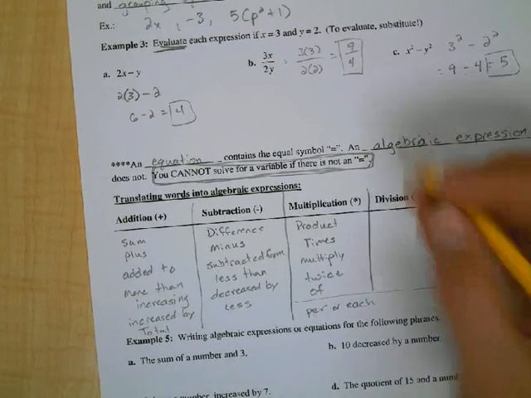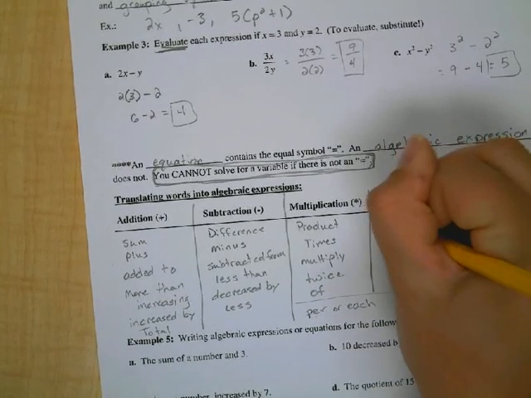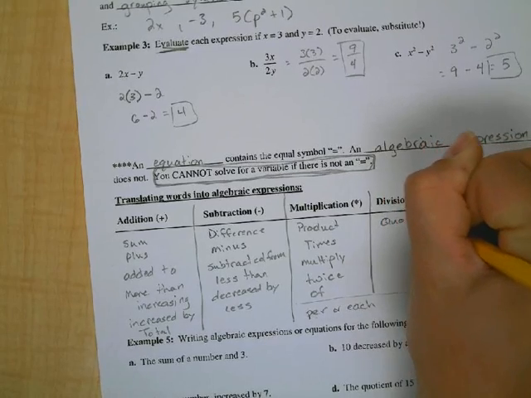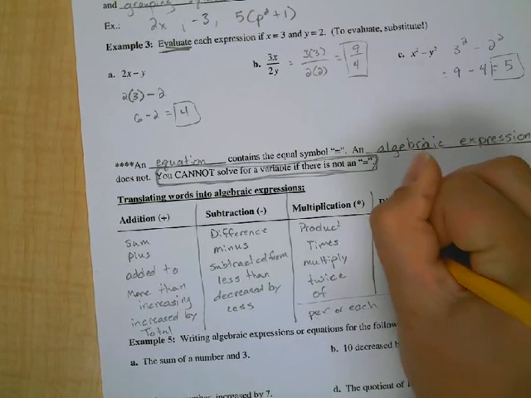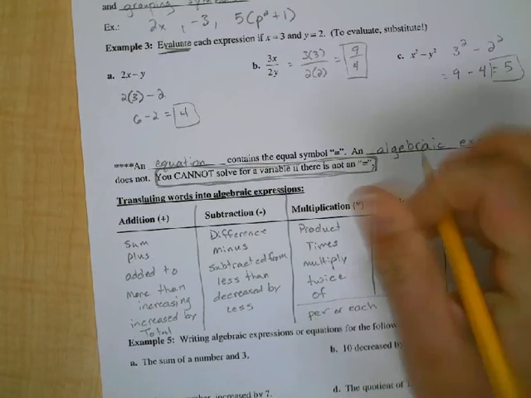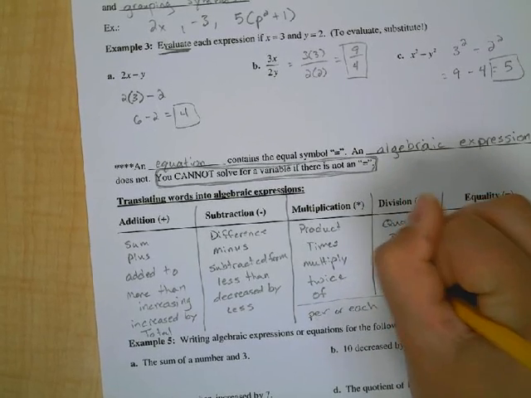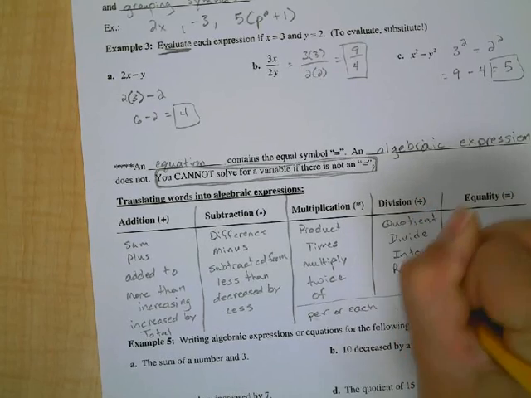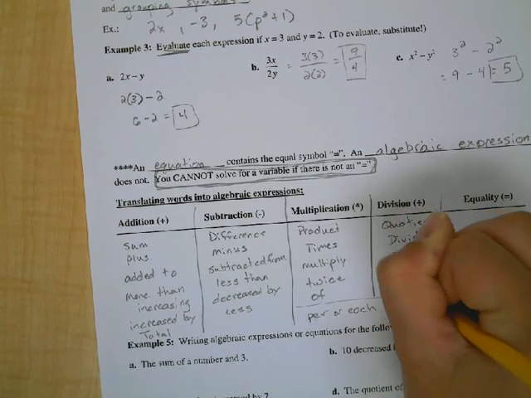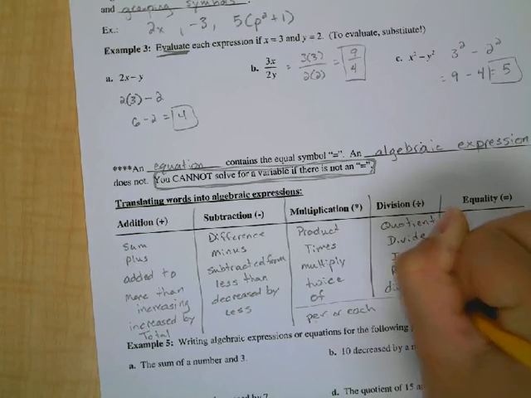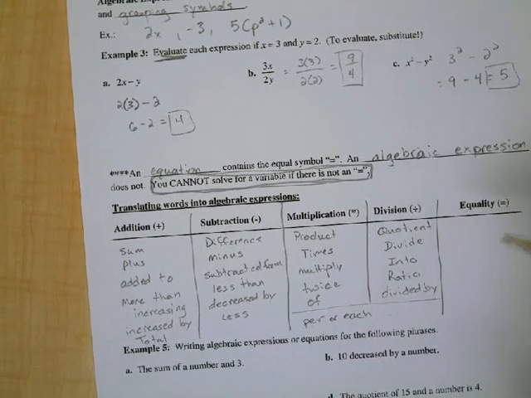Division, we've got quotient, divide, into, ratio, divided by. These are all good division keywords that tell us we're dividing.